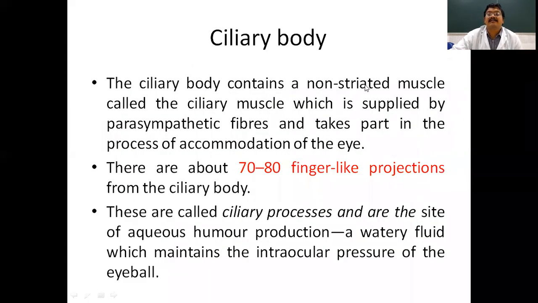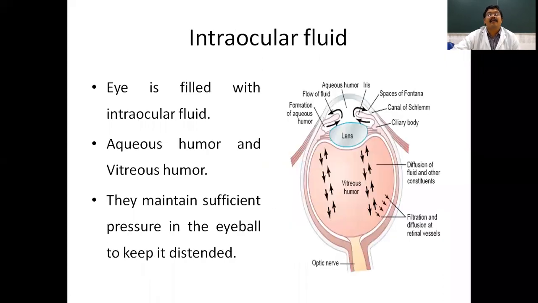The ciliary body contains a non-striated muscle called the ciliary muscle, which is supplied by parasympathetic fibers and takes part in the process of accommodation. The ciliary body functions in accommodation, and it also plays an important role in production of the aqueous humor. There are 7 to 8 finger-like projections from the ciliary body. These ciliary processes are the site of aqueous production. The fluid maintains the intraocular pressure of the eyeball.